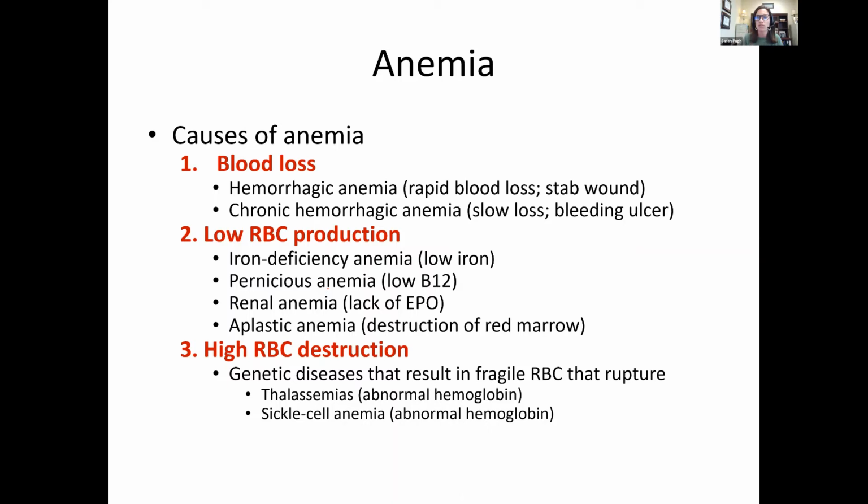You're not able to make enough red blood cells. So it's not uncommon for people with gastric bypass to have B12 injections for the rest of their lives so that they can make enough red blood cells.